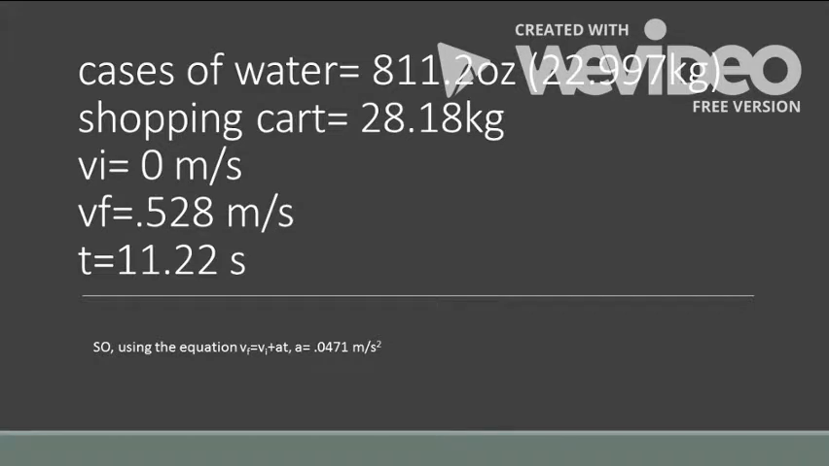The cases of water are 811.2 ounces, or 22.997 kilograms. The shopping cart is still 28.18 kilograms. The initial velocity is 0, the final velocity is 0.528 meters per second, and the time he is pushing the cart is 11.22 seconds. So, using the same equation, acceleration comes out to be 0.0471 meters per second squared.